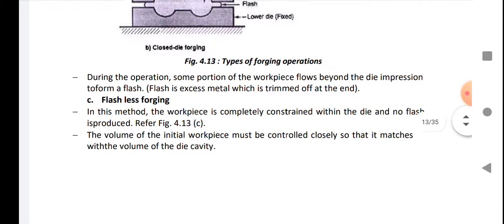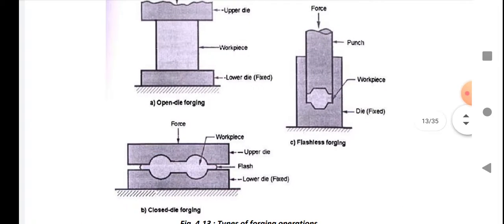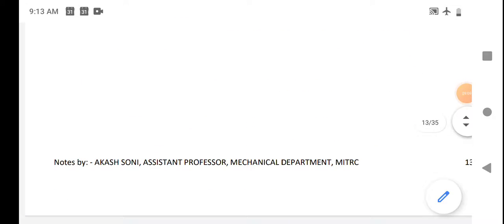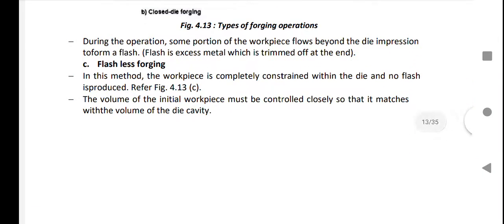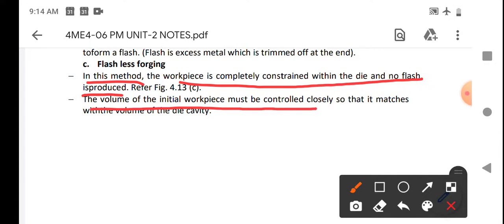Flashless forging, where the metal is completely constrained from flowing in any direction. As you see in that figure, the metal is constrained in all directions. This is called flashless forging. In this method, the workpiece is completely constrained within the die and no flash is produced. The volume of the initial workpiece must be controlled closely so that it matches the volume of the die cavity.